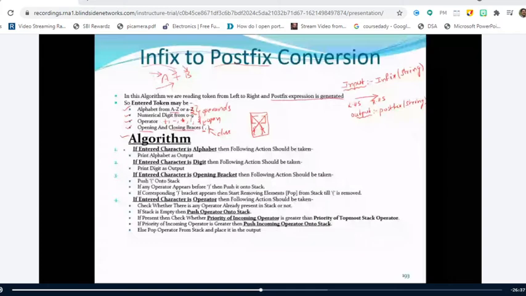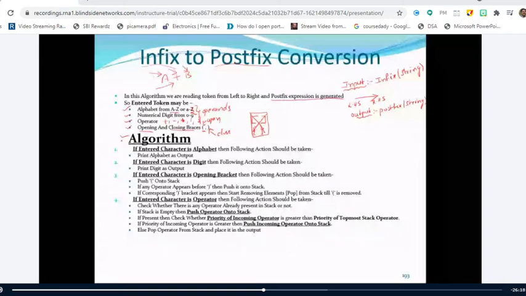So the algorithm consists of 4 steps, where we will explain each and every step. If it is an alphabet, what we have to do. If it is a digit, what we have to do. If it is an opening bracket, what we have to do. And if it is an operator, what we have to do. This is nothing but the algorithm, right?